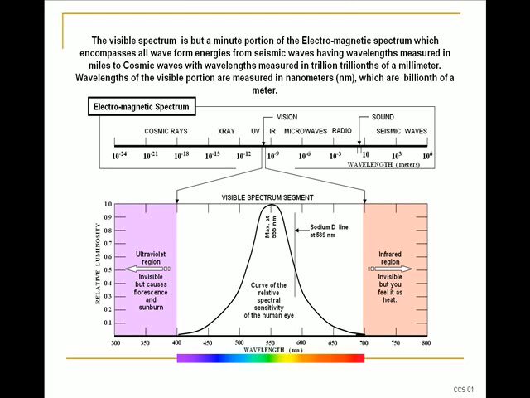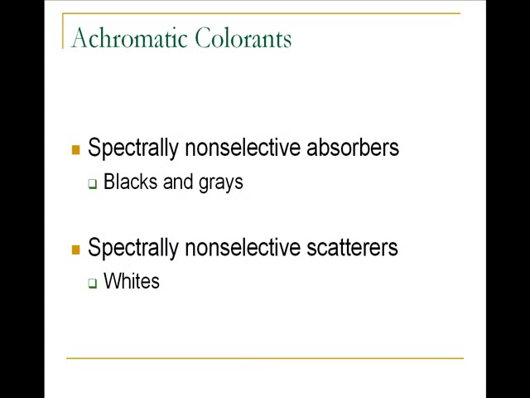Achromatic colorants, as opposed to chromatic colorants, are spectrally non-selective absorbers. They're blacks and grays, or they can be spectrally non-selective scatterers, which are whites. So if we were to look at the spectral curve from these particular colorants, we would see that they go basically straight across. The height of the line that goes straight across on our graph determines whether it's a white, which would be all the way or near the top, black all the way on the bottom, and grays would be in between the two extremes, the white and the black.